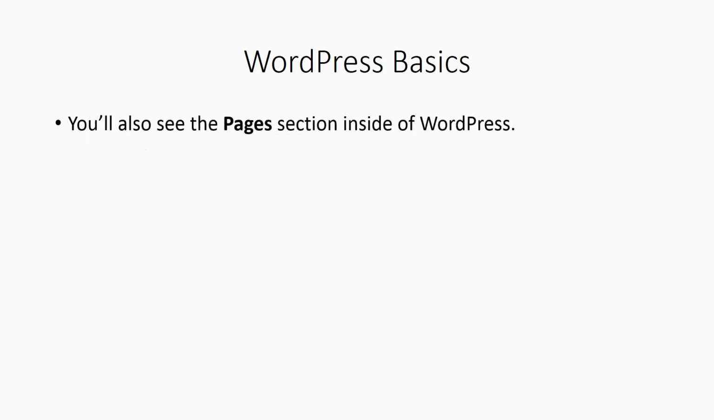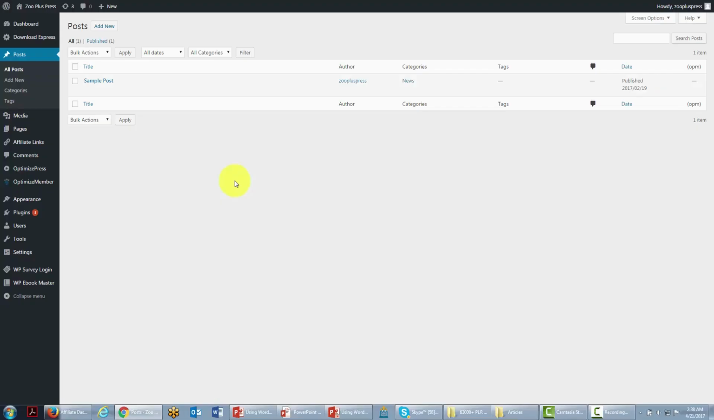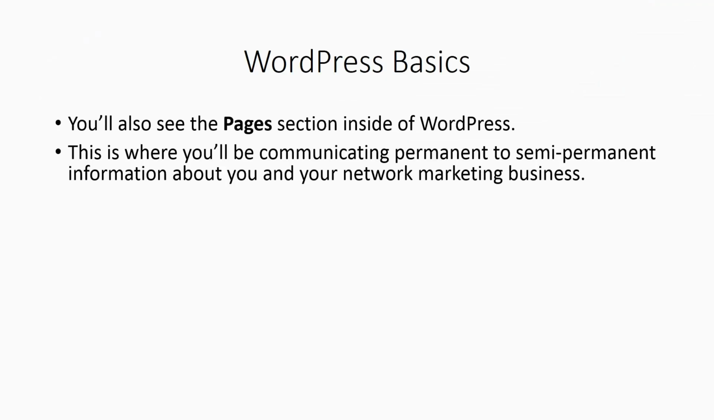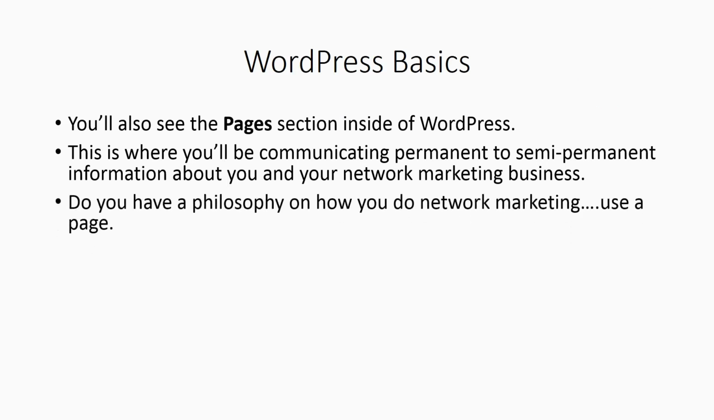You'll also see the Pages section inside of WordPress. And you'll see that area on the left side menu. If you hover over the link, you'll see where you can look at all the pages, and you can actually add or create a new page. Now, pages are the places on your site where you'll be communicating permanent to semi-permanent information about you and your network marketing business. Do you have a philosophy on how you do network marketing?